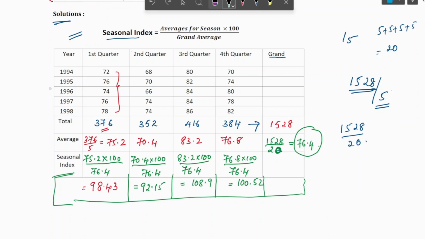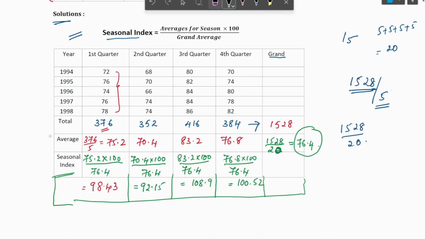Here you are going to be careful. You are finding the total. The total is easy for you, you are adding all these. But for the average, don't divide by 5. For each and every season we divided by 5 for the average because 376, how do you get it? We are adding these 5 values.